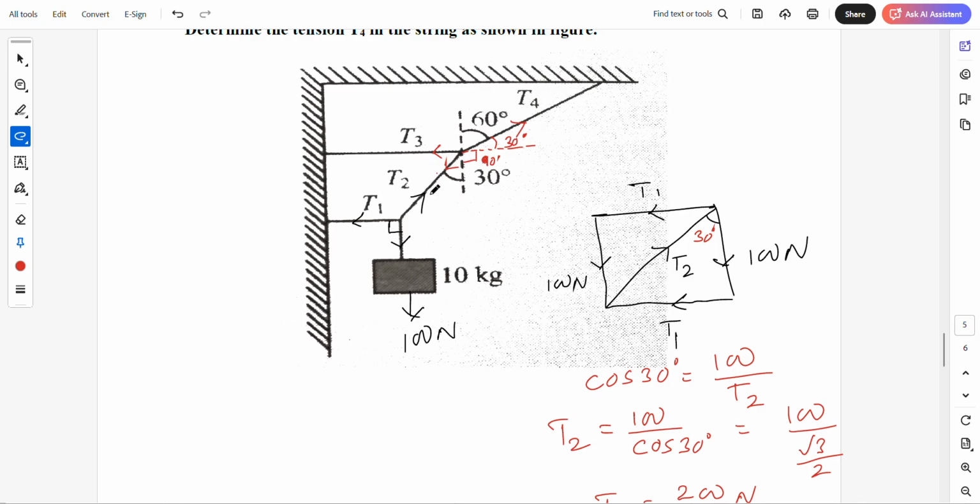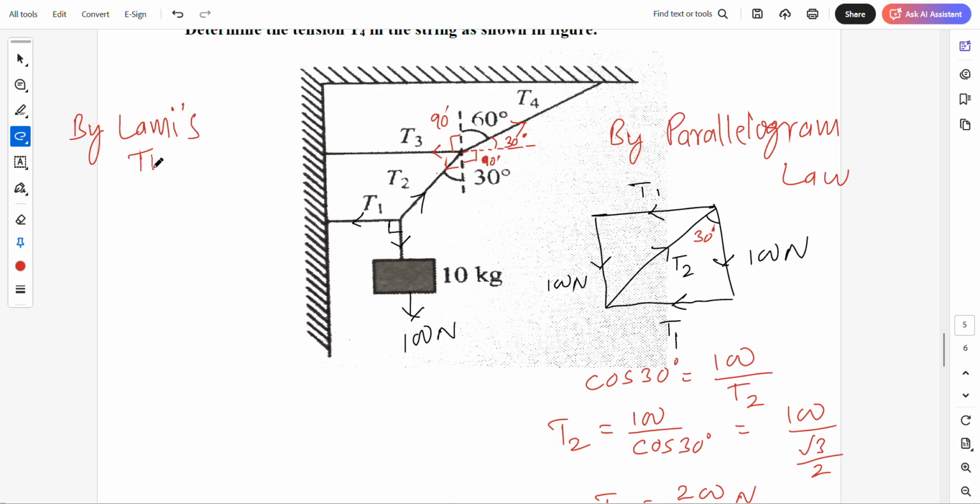So I can write this as what? T3 by sine of 120 degree. Okay. For T2, what can I write? This is 60 degree, and this is how much? 90 degree. Observe this clearly. Okay, 90 degree. This is 60 degree. This is 90 degree. T2 by Lami's theorem I can write. I found T2 by parallelogram law. Now this is by Lami's theorem.